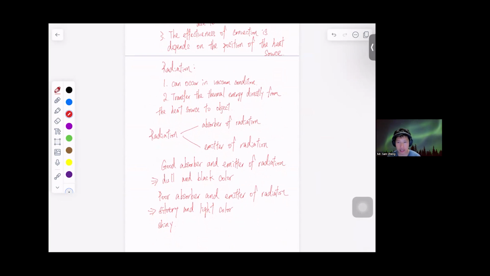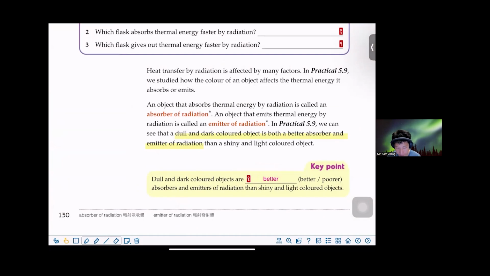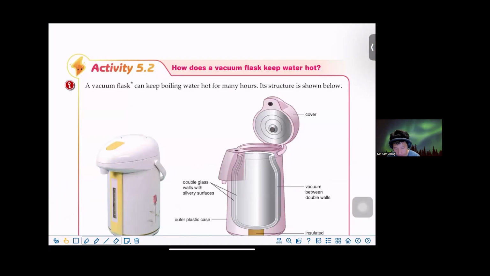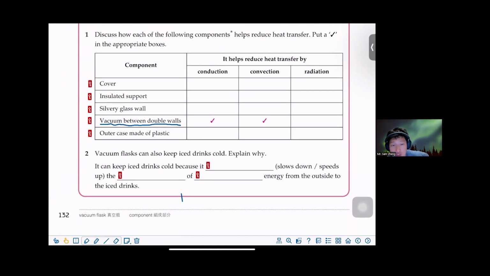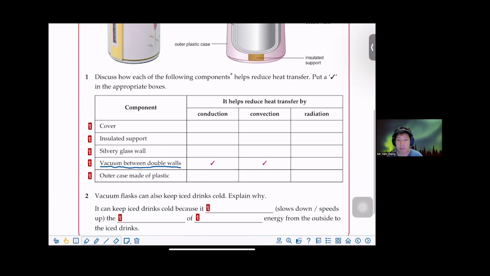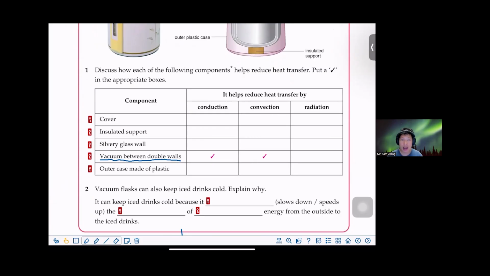Now, then, you have this idea. What I want you to do, I would like you to complete page 132. Discuss with your friends or the neighbor. Help me to complete and see whether this component can help to reduce the heat transfer. Then afterward, we will check the answer of the workbook.